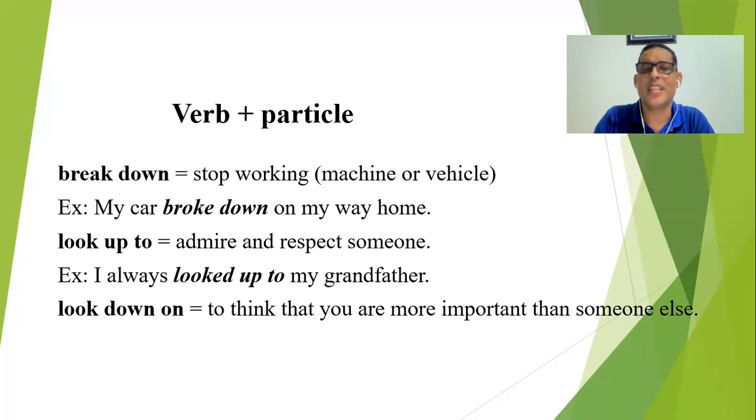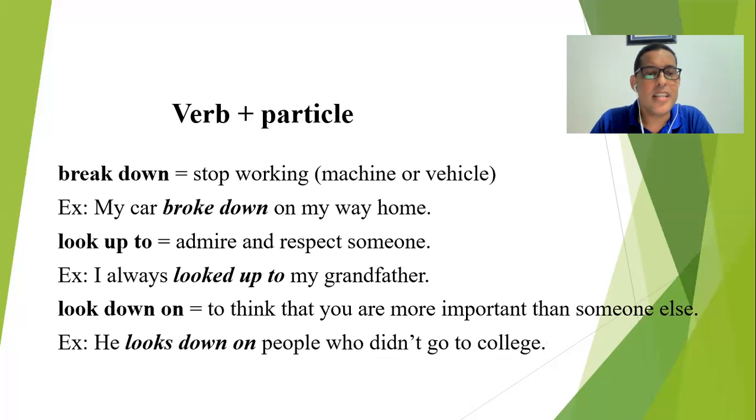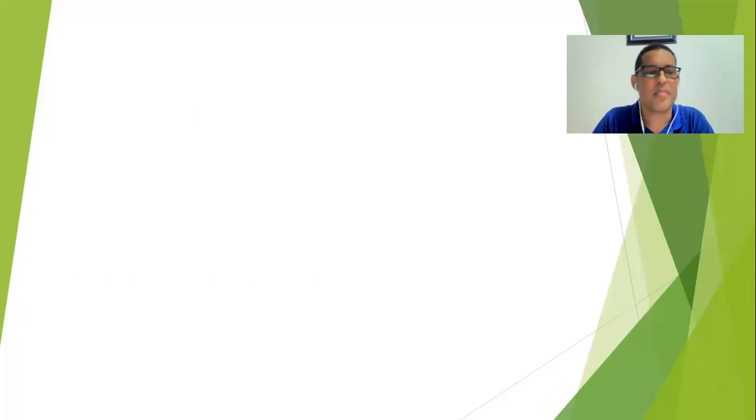Something that might be a little confusing, guys, is when we say look up to. The second preposition we are using in look up to is to, right? On the other hand, when we are using look down, the preposition is not to, but on, which means you think that you are more important than somebody else. And the example is, he looks down on people who didn't go to college. So he thinks that he's more important because he went to college and other people didn't.